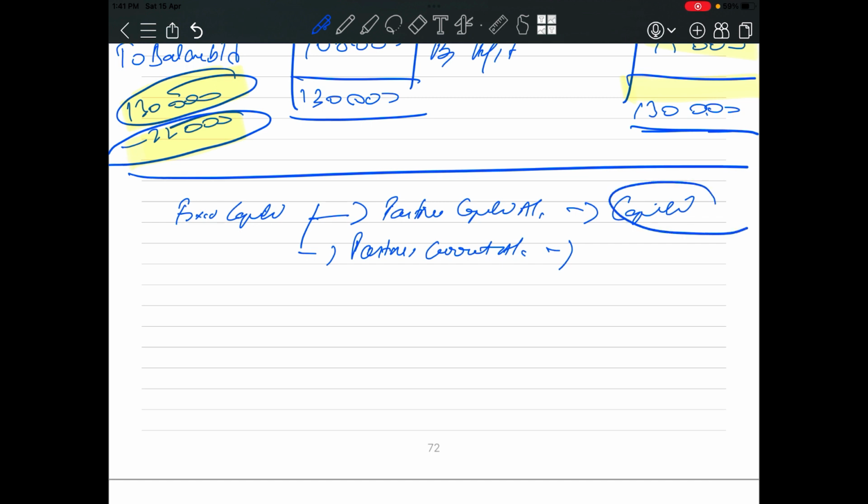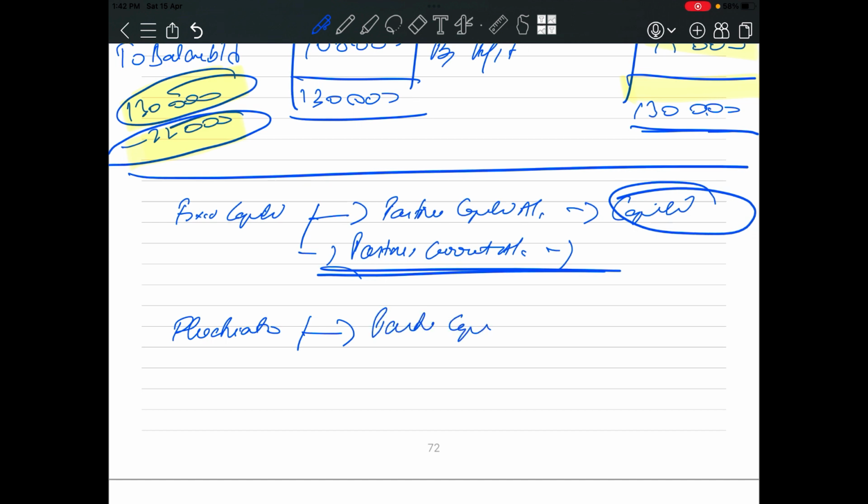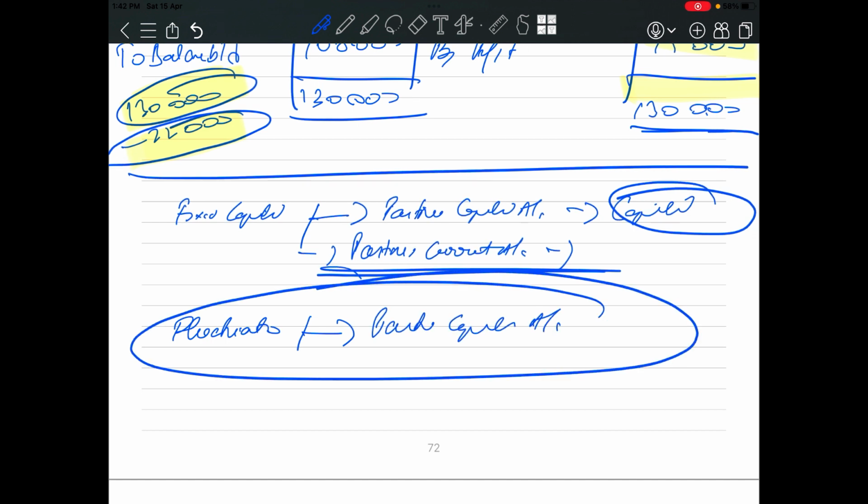Or any additions made will go to partner's capital account. Okay, and all the items related to a partner, all the gains or losses of a partner, will be taken to the partner's current account. Simple. And in case of fluctuating, okay, we'll prepare only one main partner's capital account. All the items will go to this partner's capital account. Simple as that. I hope it is very clear to you. Okay, so now we will solve questions relating to fixed and fluctuating capital.